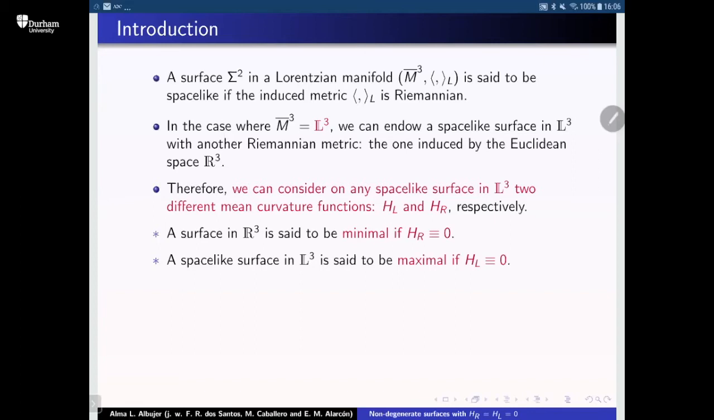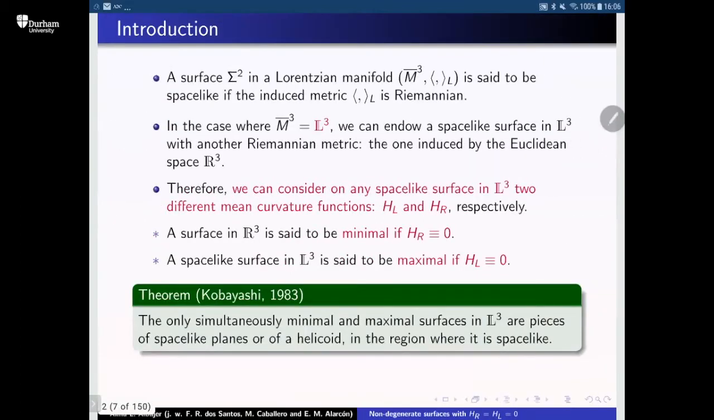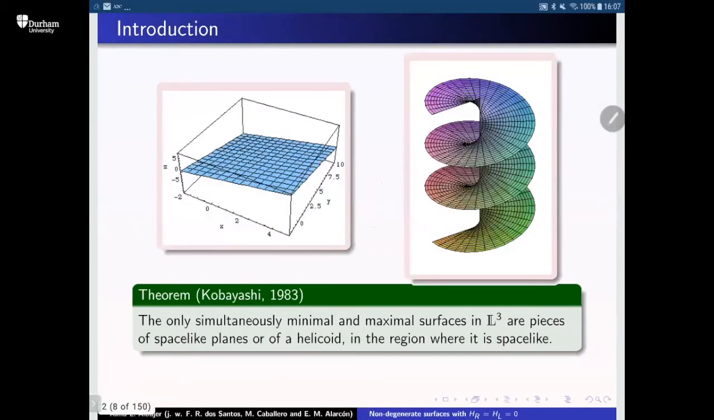Well, in 1983, Kobayashi studied those surfaces that were simultaneously minimal and maximal in the Minkowski space. And he showed that the only simultaneously minimal and maximal surfaces in the Minkowski space are pieces of space-like planes or of a helicoid, in the region where the helicoid is space-like. So we have just these two types of surfaces: a space-like plane, any plane whose slope is controlled, and a helicoid.